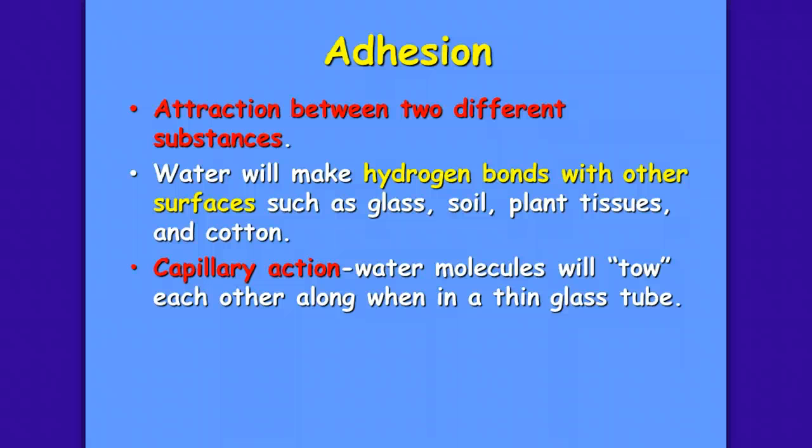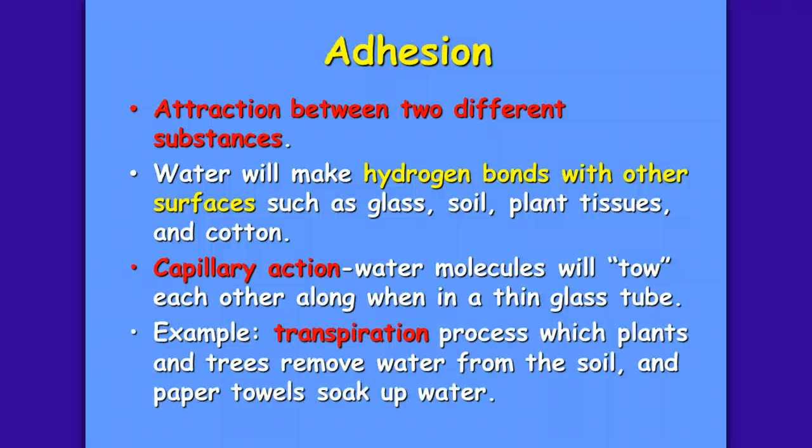Capillary action is when water molecules will tow each other along when in a thin glass tube. One example is transpiration. Now, we studied transpiration during the water cycle, but remember transpiration is like perspiration for plants. If they're releasing water in order to keep cool, where does the water come from? If you think about it, it has to move from the soil through the roots, up through the stems, and if it's a big tree, boy, it's got to move all the way up that trunk, out all those branches to all the leaves in order to evaporate.